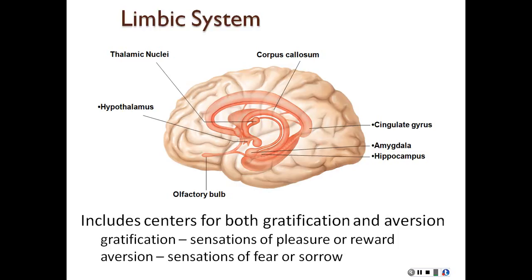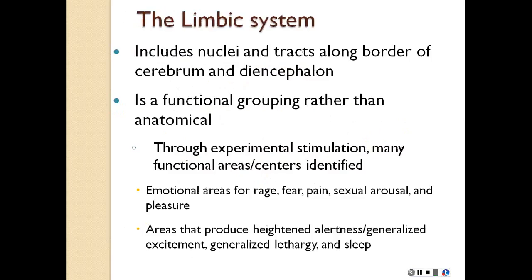The limbic system is referred to as a loop of cortical structures, interconnected. And what they provide is both gratification and aversion. And gratification, of course, is sensation of pleasure or reward. You all had Psychology 200? So you've probably heard about this stuff before. And aversion, sensation of fear or sorrow. The limbic system includes the nuclei and tracts along the border of the cerebrum and diencephalon.